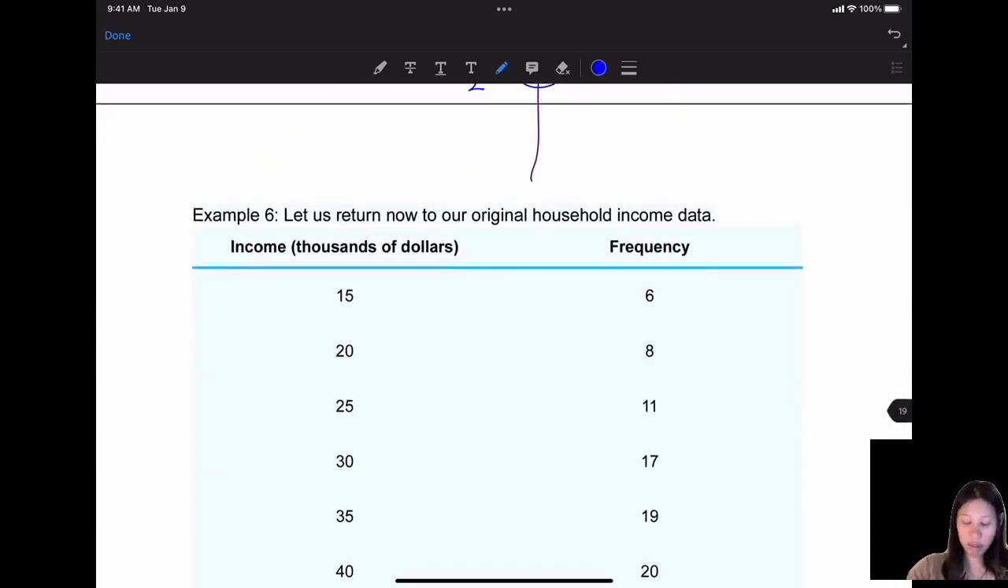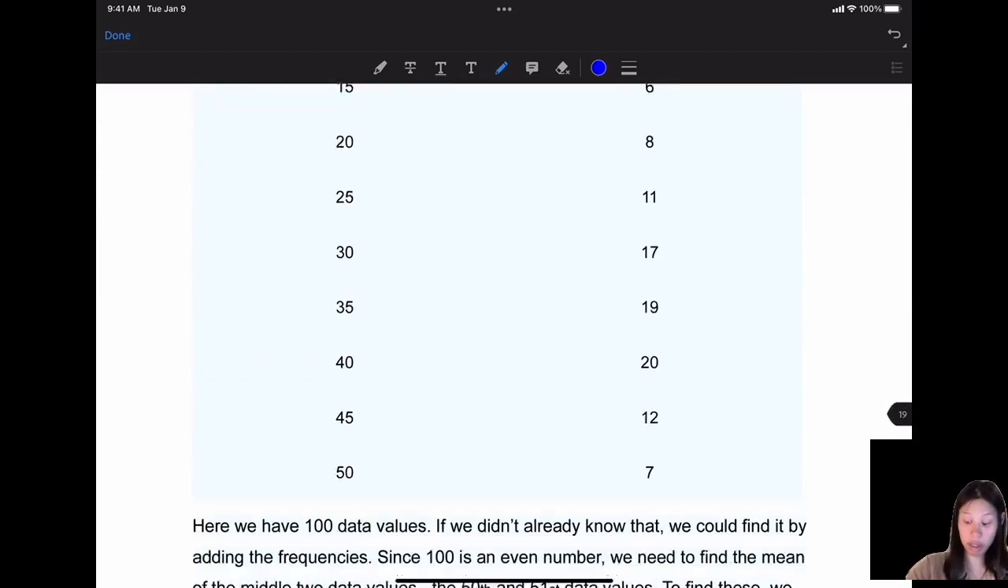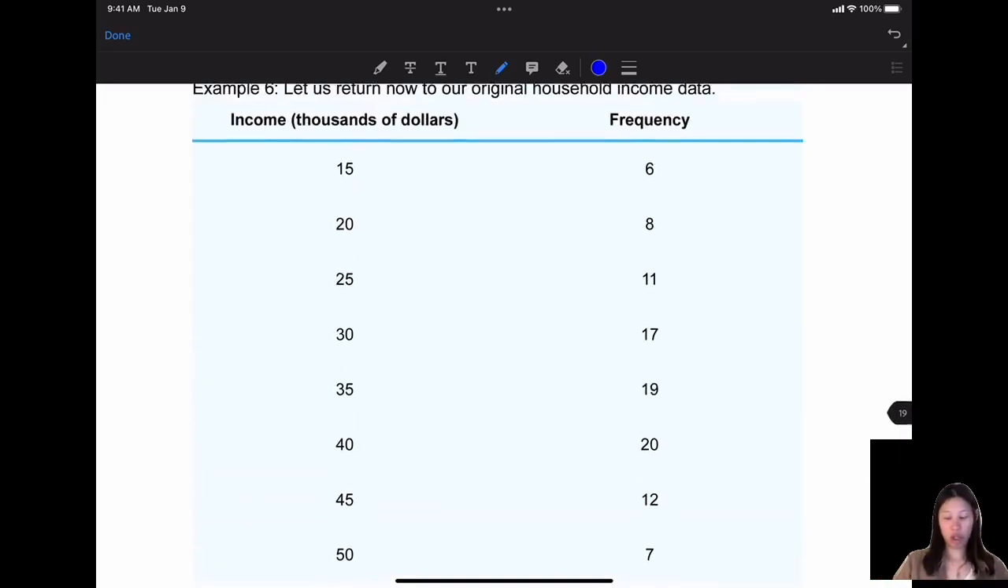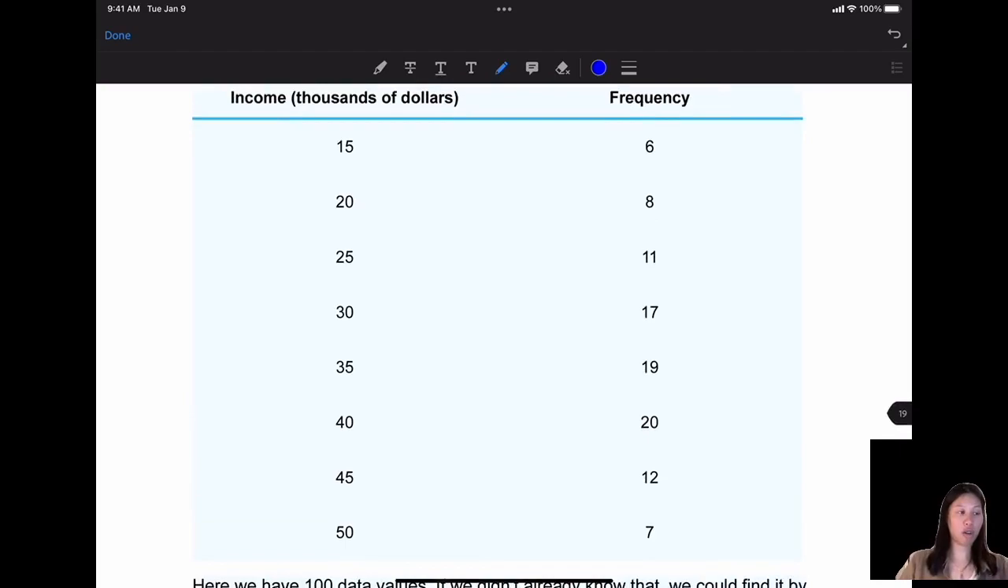Okay, so now let's return to our original household income data. Since now we know that we have 100 data, so how do we find the median? So the median must occur at the 50th and the 51st data. And then you need to divide it by 2, since this is an even number, right? So how do we find out those data? You don't want to list all of the data together. Since the frequencies are really nicely ordered, we can find which one happened at that position.